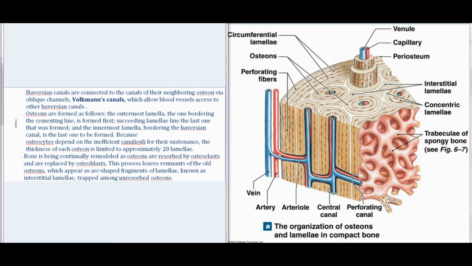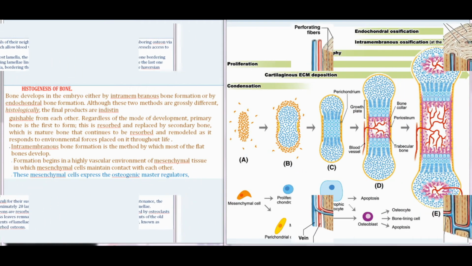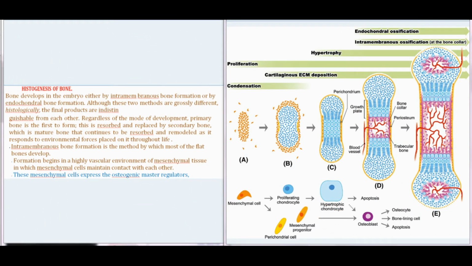formed. Because osteocytes depend on the inefficient canaliculi for their sustenance, the thickness of each osteon is limited to approximately 20 lamellae. Bone is being continually remodeled as osteons are resorbed by osteoclasts and are replaced by osteoblasts. This process leaves remnants of the old osteons, which appear as arc-shaped fragments of lamellae, known as interstitial lamellae, trapped among unresorbed osteons. Histogenesis of bone.